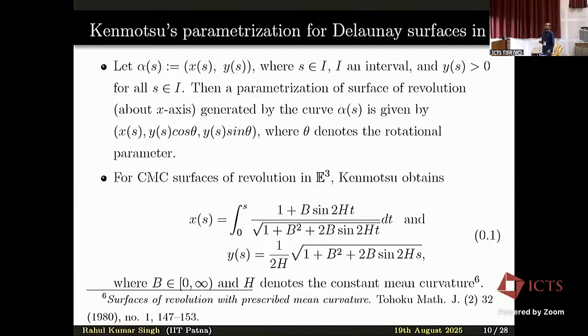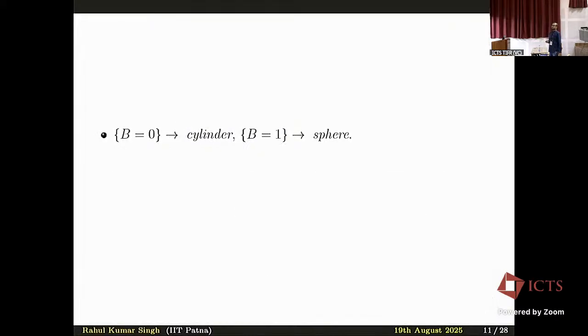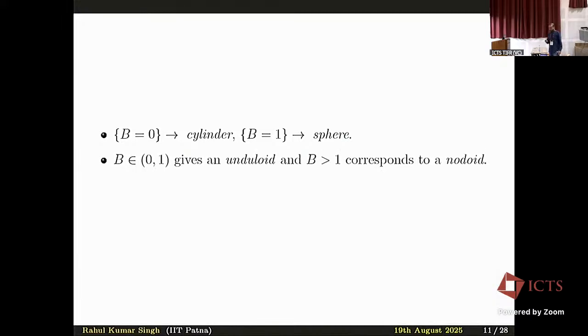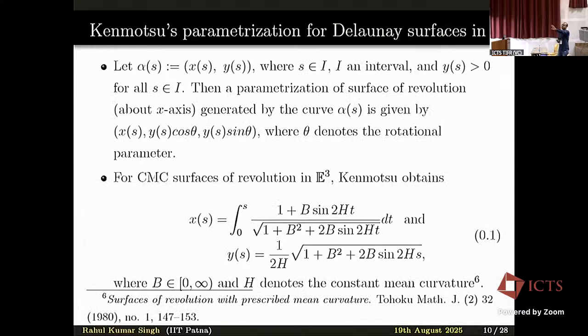In this paper, they have done it for any given mean curvature function: you can always write down a parametrization like this. But this is a very special case. So b equal to 0 is a cylinder, and a cylinder is an algebraic surface, because you can write down an algebraic equation whose zero set is this. So this was the Kenmotsu parametrization.